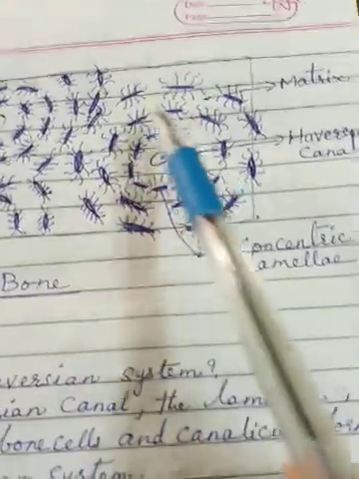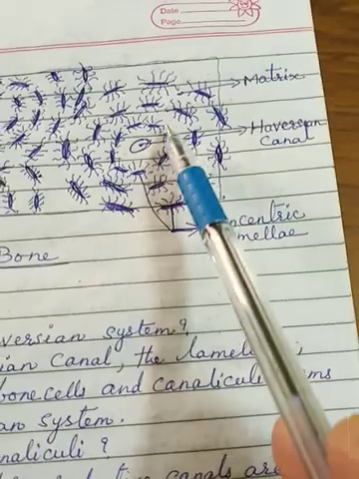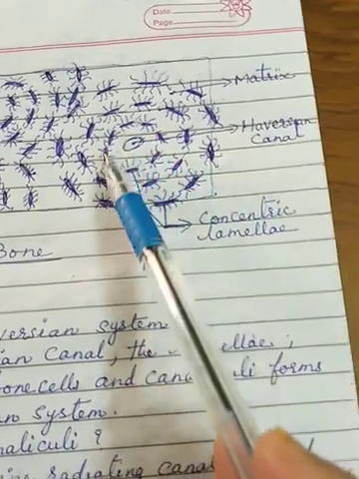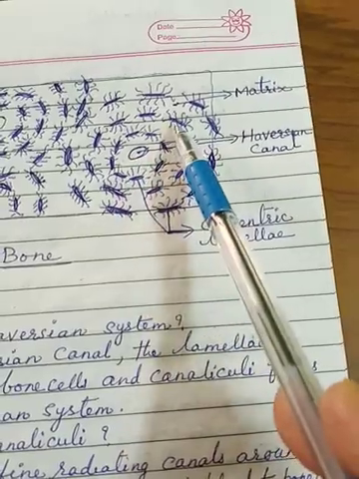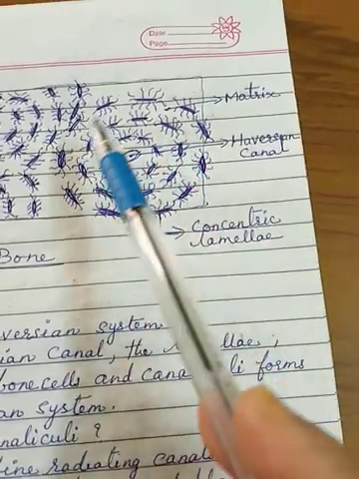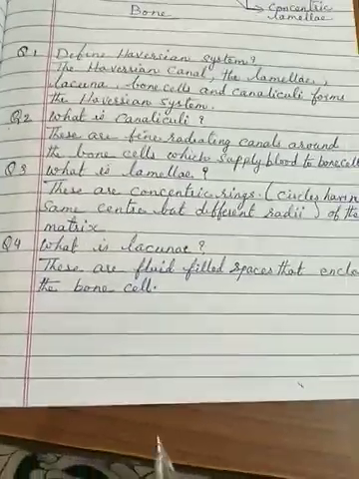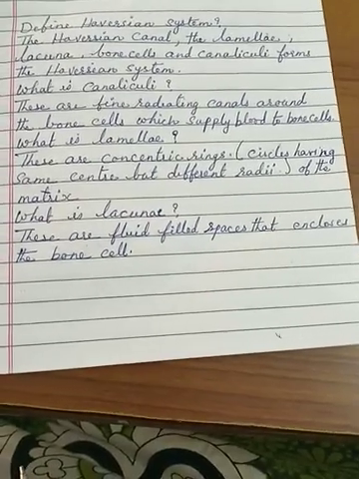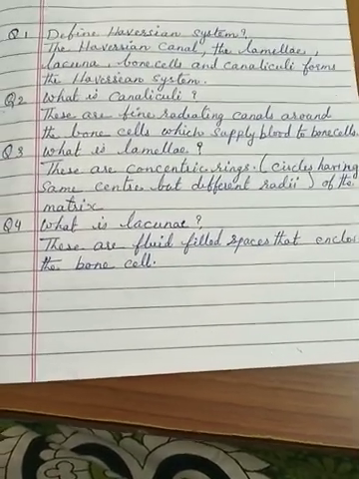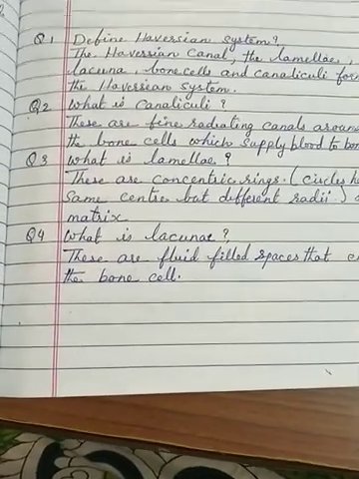See here, these are the concentric rings with the same center but different radii. This is one circle, this is another circle, and both the circles have different radii. So these are known as the concentric circles, and they are known as the concentric lamellae. What is lacunae? These are the fluid-filled spaces that enclose the bone cells. They are known as the lacunae.